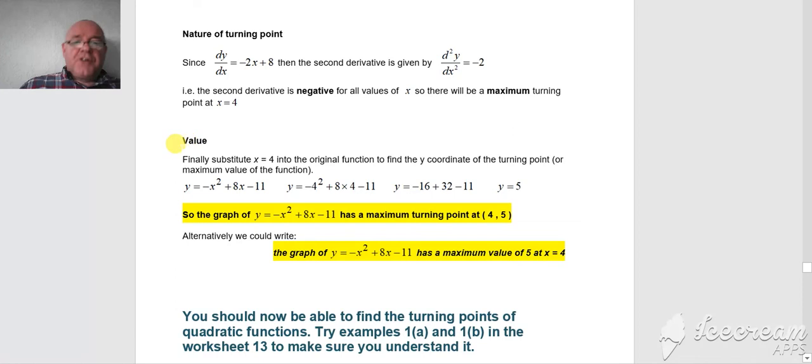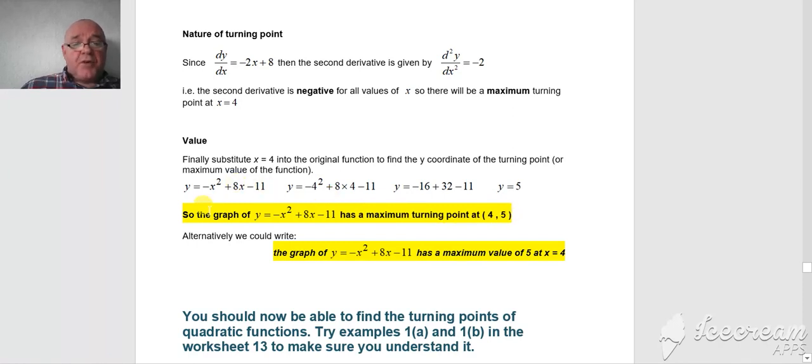And lastly, you then want to find the actual value, because why go through all that procedure not to actually find out what the value is? What is the biggest this function gets? Well, again, you've got to substitute x equals 4 into this expression. So if you do that, you should come out with y equals 5. So the graph of y equals negative x squared plus 8x minus 11 has a maximum turning point at (4, 5).